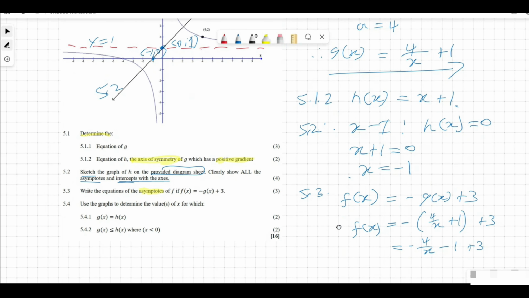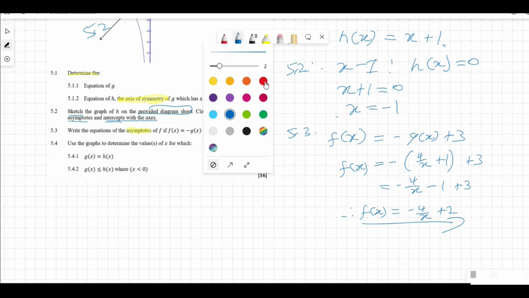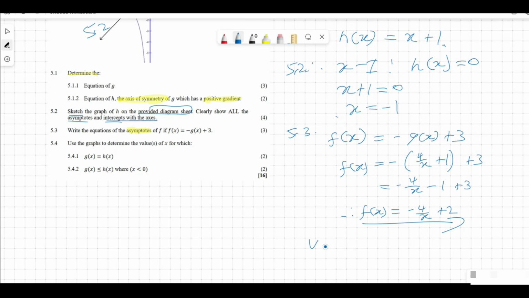Then I'm going to add like terms. When I add like terms, f of x is equal to negative 4 over x. Negative 1 plus 3 is equal to what? Negative, I mean a positive 2, sorry. Positive 2. So there is my equation of f of x. What did they ask for? Asymptotes. So our first asymptote is the vertical asymptote in grade 10. Our vertical asymptote is x equals 0.